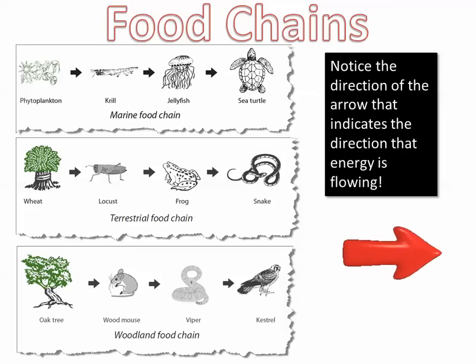Food chains, very simple. This is one of the easiest things in the world, but just make sure your arrows are in the correct direction. You have to show the direction that energy is flowing. In that last diagram, energy is flowing in this direction. When krill eat phytoplankton, the energy goes here. When jellyfish eat krill, the energy goes here. When sea turtles eat jellyfish, the energy goes here.